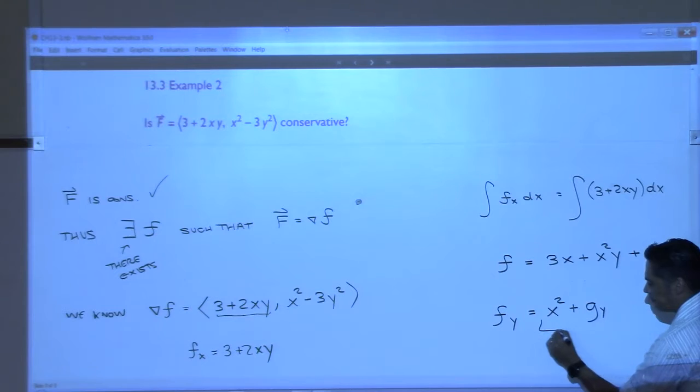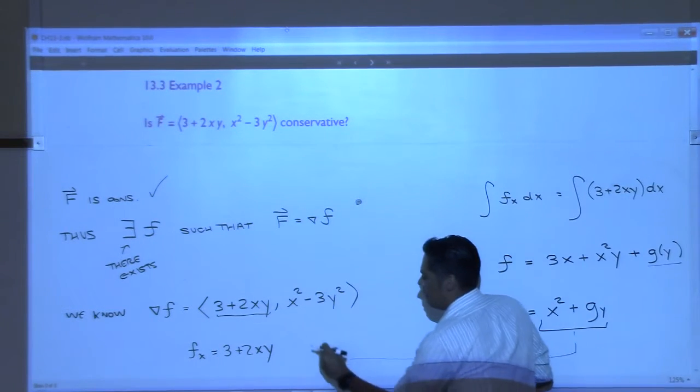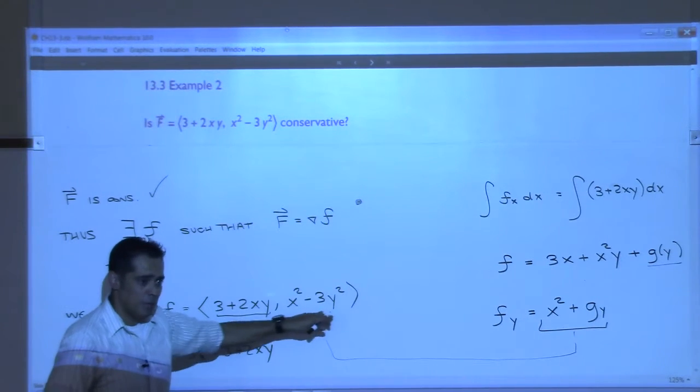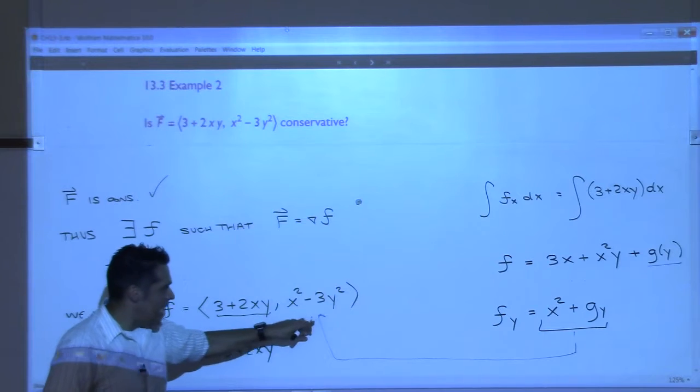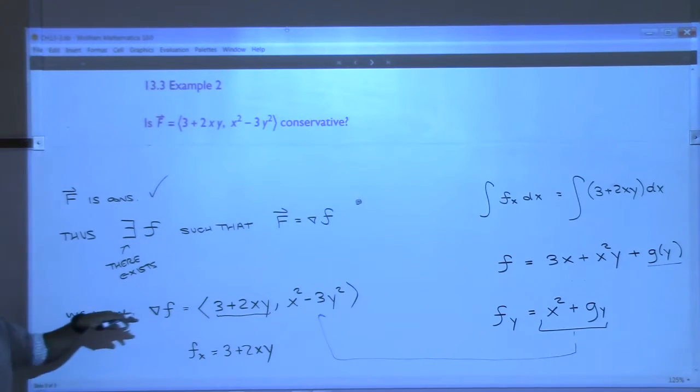This has to match what? That, doesn't it? Because isn't this the partial of f with respect to y? This has to match this. You're getting that or not? Yeah. Okay? So I know what the partial of g with respect to y is, don't I? Yes, it's minus 3y squared.